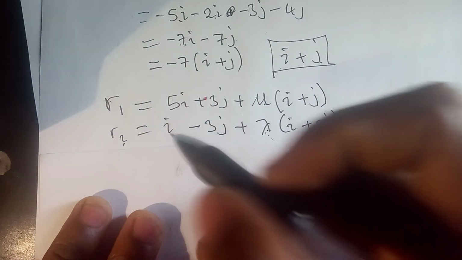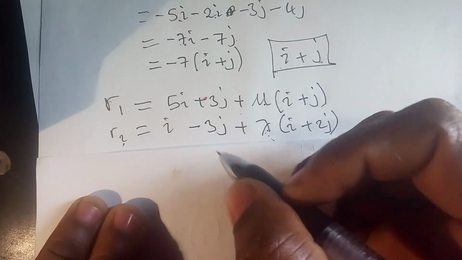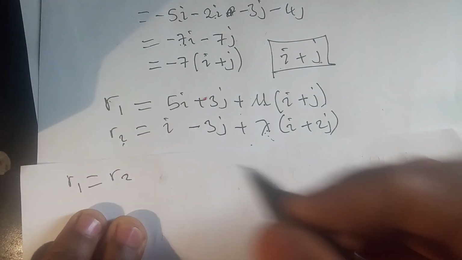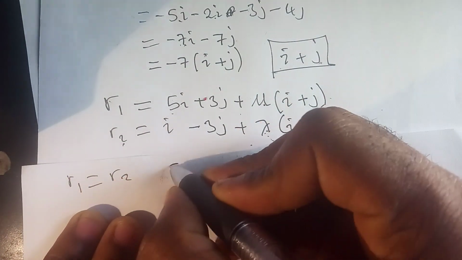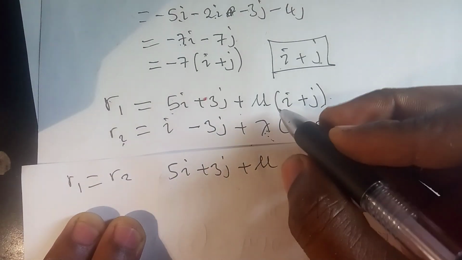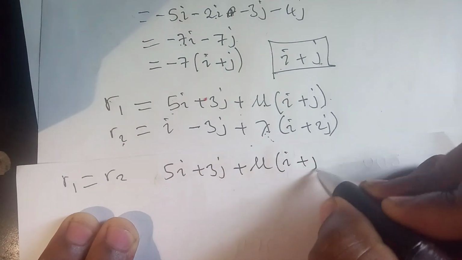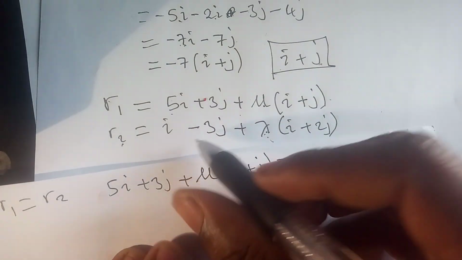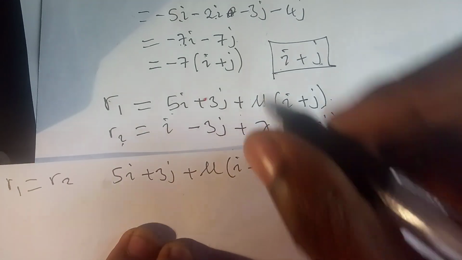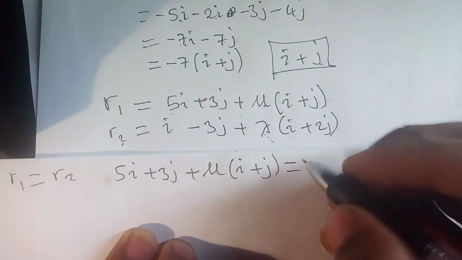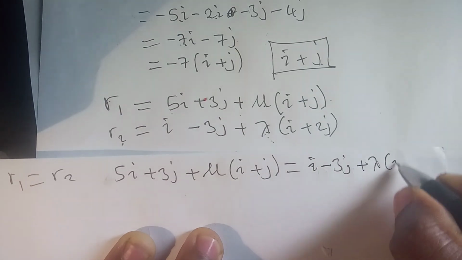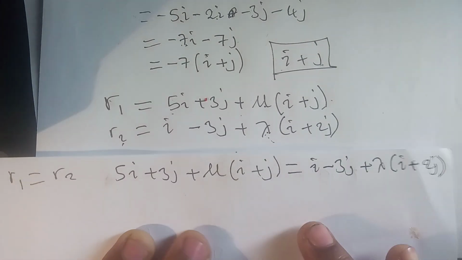So if we have a common point here, that means our R1 must be equal to R2. So I can equate this to this. So 5i plus 3j plus mu I plus j, this must be equal to this one. Remember that point should satisfy both equations because it is found on the meeting point of the two equations.